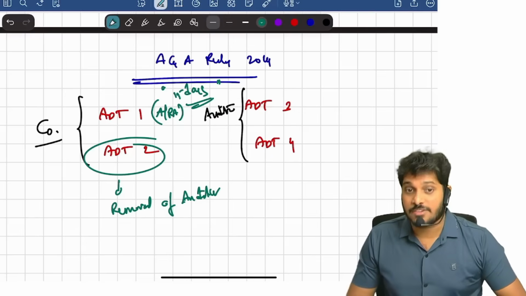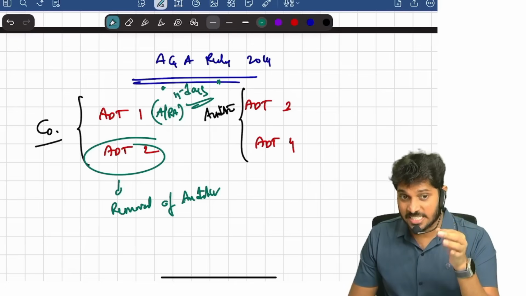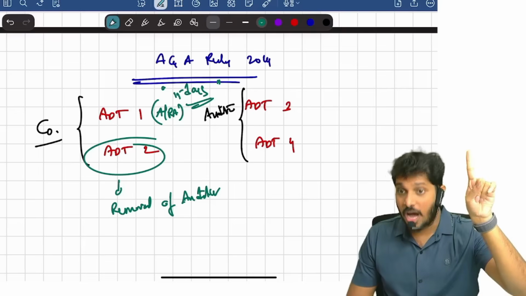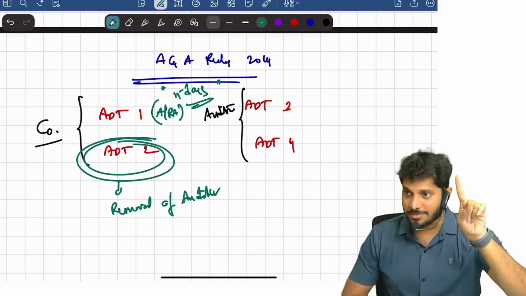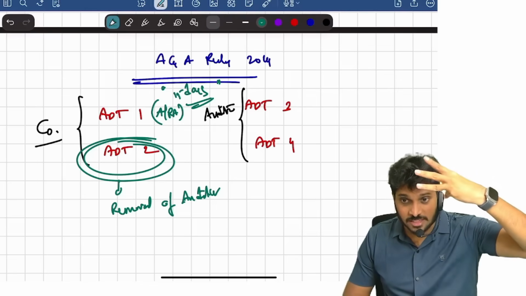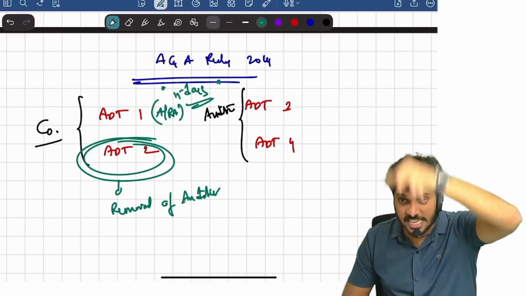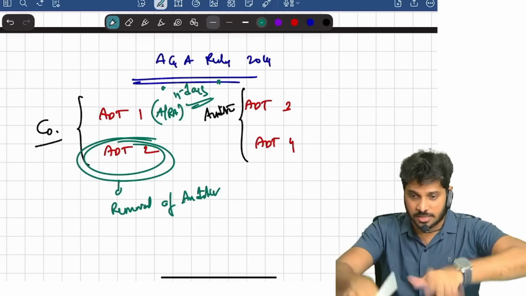To do this, first the board of directors has to agree. Once the board of directors agrees, within 30 days they need to apply to the central government, right? How will they apply? By ADT2 form. In ADT2 form, the company will apply to the central government within 30 days of the board meeting. Once the central government gives approval, within 60 days conduct an EGM, pass a special resolution, then remove the auditor.